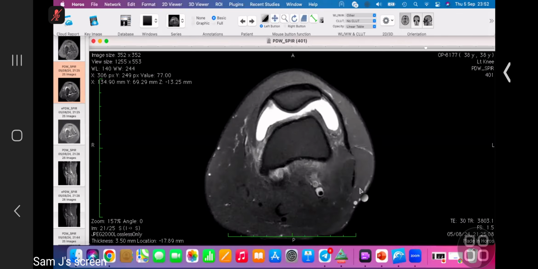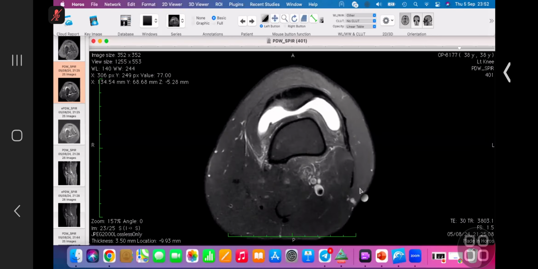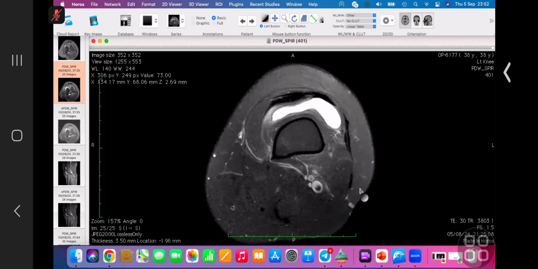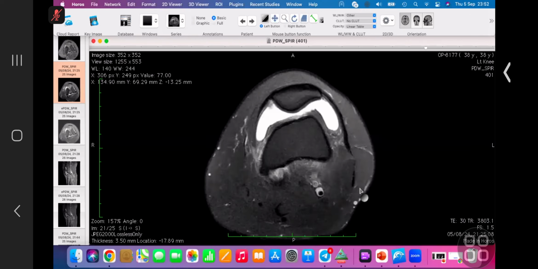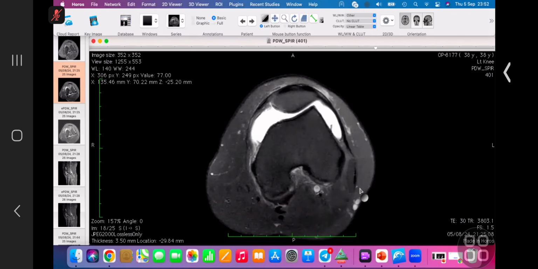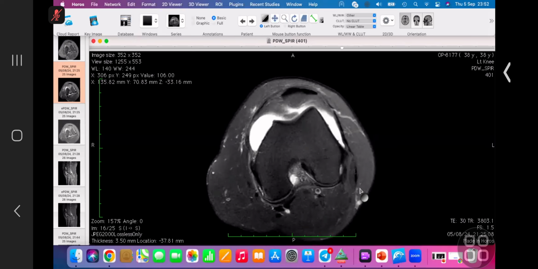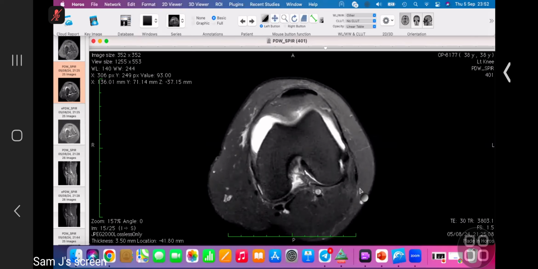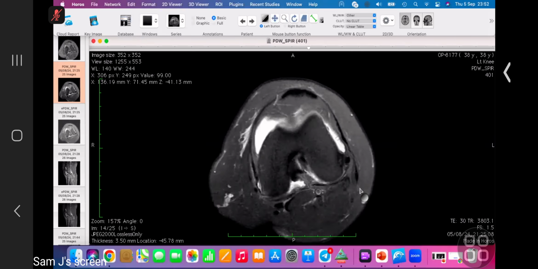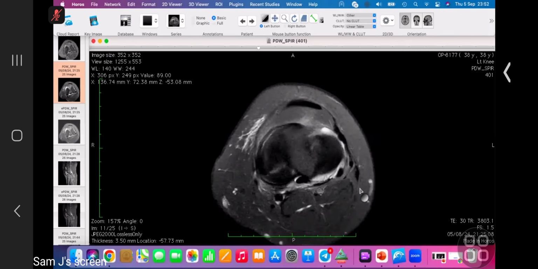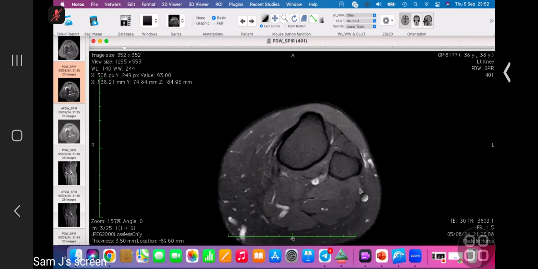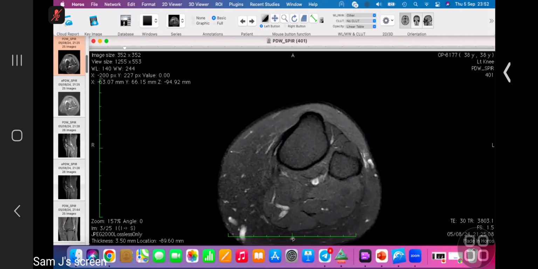I cannot appreciate the fibers of the ACL here at the intercondylar notch, so I'm wondering if there is a partial tear of the ACL. Here at the axial images, the patella appears intact, also the patellar retinacula. I would also assess the collateral ligaments. Which one? The medial collateral ligament, coronal.